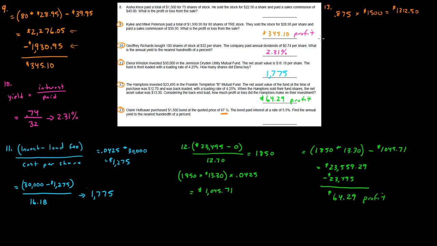Well, the bond is making 5.5%. 5.5% times the face value of the bond, which is $1,500, which gives me $82.50. So if I take $82.50 and I divide it by the amount that I paid for the bond, which is $1,312.50, that leaves me with 0.0629 or 6.29% as a yield.